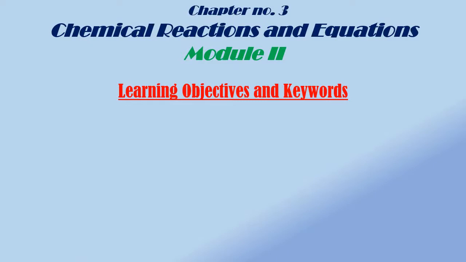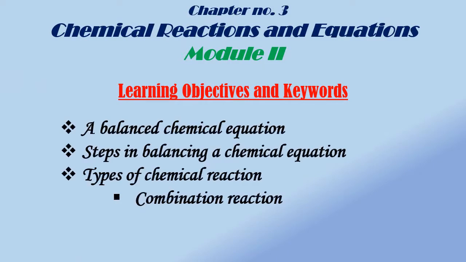Welcome, students. In this second module of chapter number 3, Chemical Reactions and Equations, we will be learning what is a balanced chemical equation. We will study various steps in balancing a given chemical equation. Also, we will see various types of chemical reaction. In that, we will be studying combination reactions in detail.